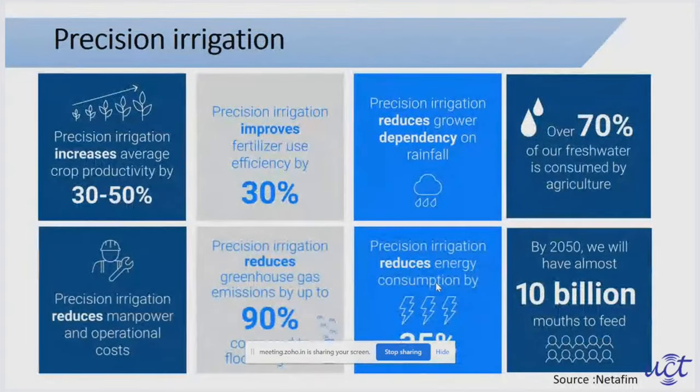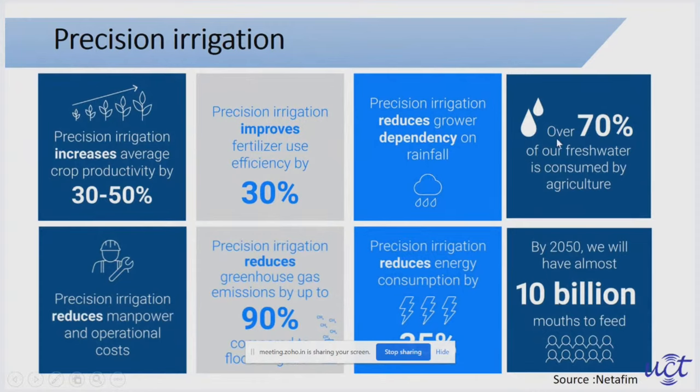So why precision irrigation? As you can see, we can gain a 30 to 50% increase in crop productivity from precision irrigation. It improves fertilizer efficiency by up to 30%. And it also reduces the dependency on rainfall. In India, production is mostly dependent on rainfall, so precision irrigation reduces that dependency.